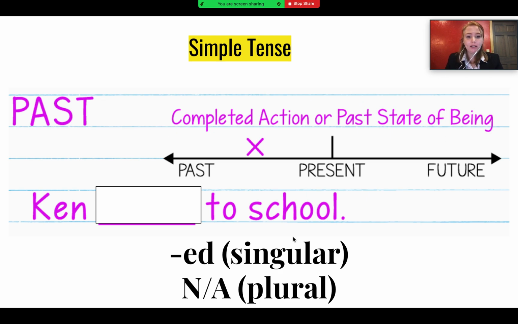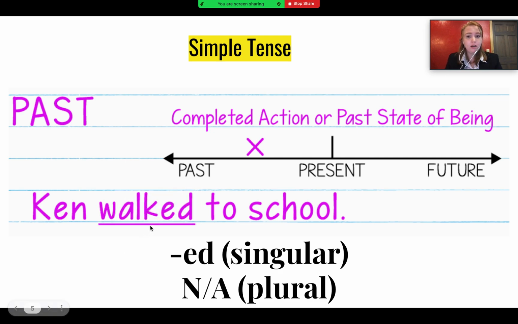The past simple tense always comes in the form of ed. Whether it's plural or singular, it always ends in ed. It does not matter what your base form is. So if it's an action completed in the past or a past state of being, as it is on this timeline, it is going to add an ed at the end. So for example, Ken walked to school. Walk is our base form of the verb, and we add an ed, whether it is singular or plural.